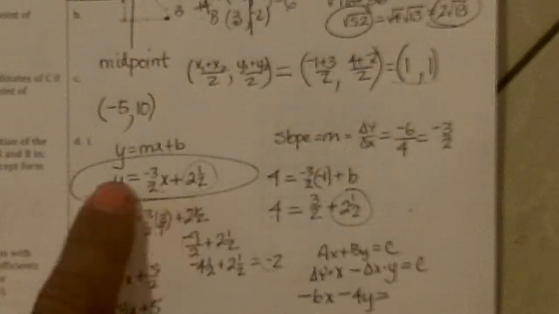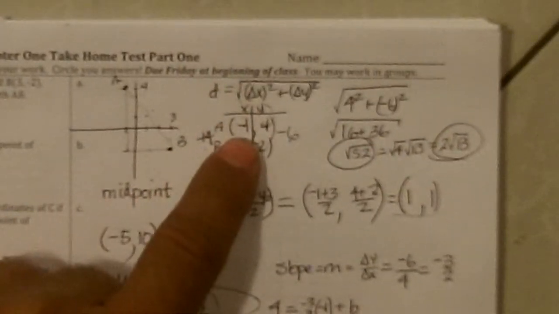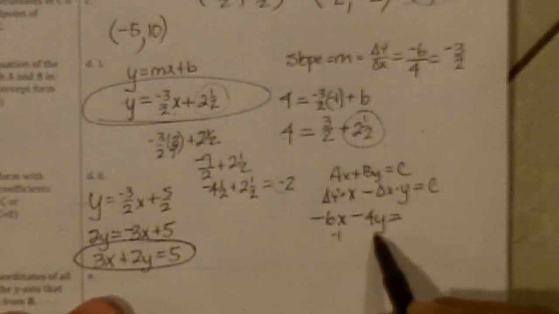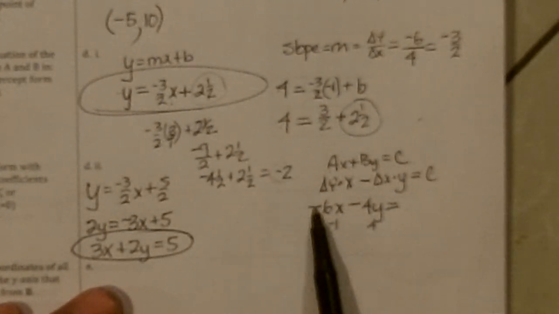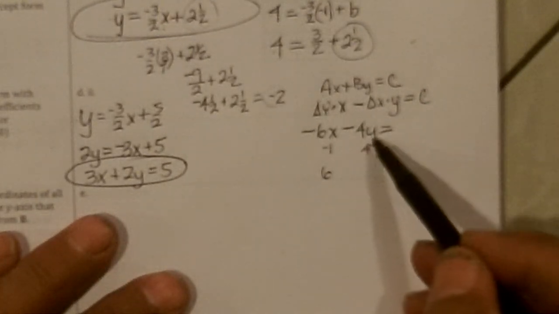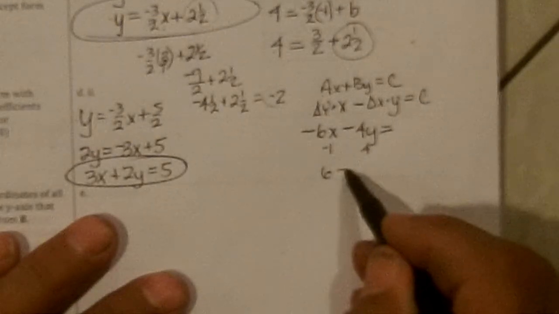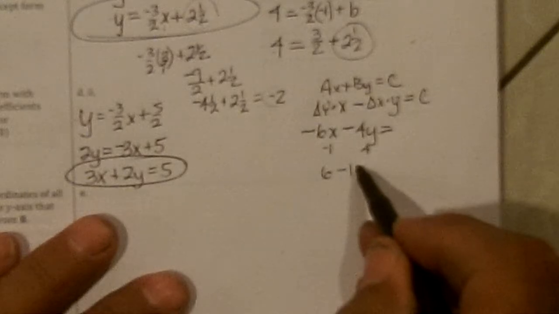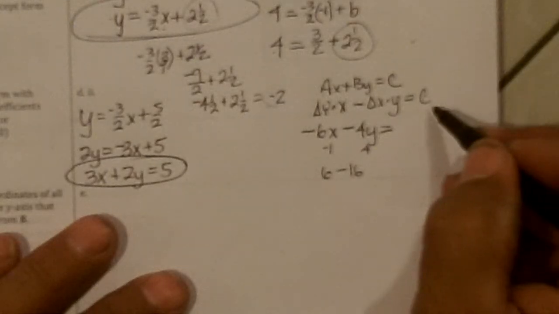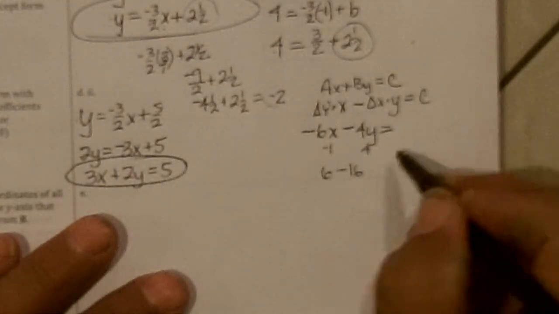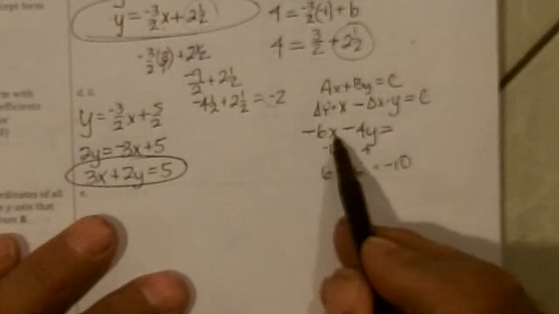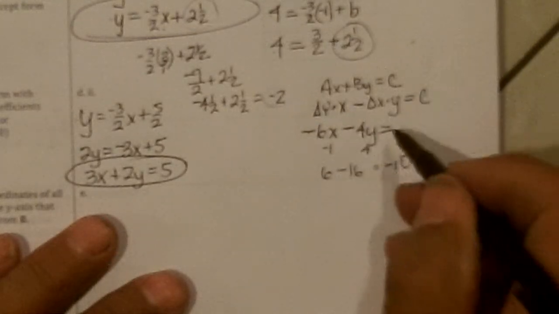Now, just like I found b by plugging in stuff, I'm going to plug in. I'm supposed to be able to put in minus 1 and 4. Minus 1 in for x and 4 in for y. If I just do this in my head, negative 6 times negative 1 is positive 6. Subtract 4 times 4, that's negative 16. So 6 minus 16 is negative 10. So the c should be negative 10. So I have negative 6x minus 4y equals negative 10.